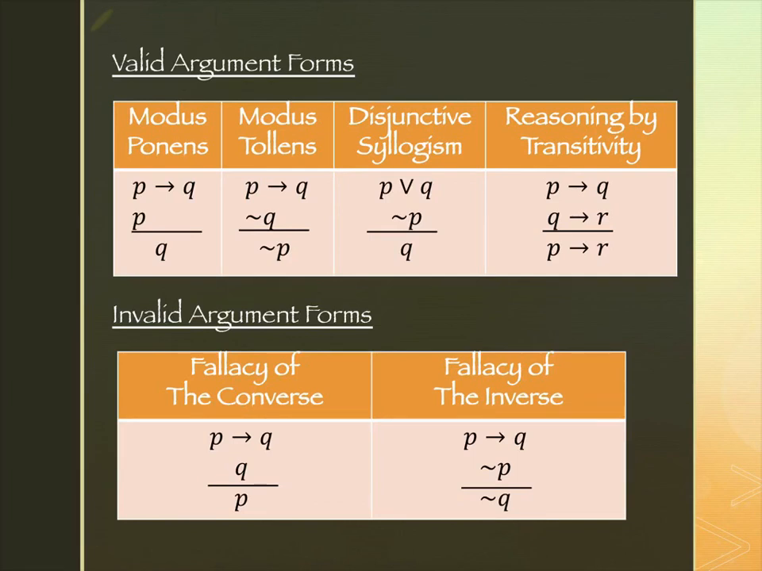There are 2 invalid argument forms, also called fallacies. P implies Q, and Q, therefore P. That's fallacy of the converse. This is something like, if it is snowing, then we don't have school. And then Q says, we don't have school. It would not be appropriate to then assume that it is snowing, because it might just be Saturday. Right? And the same thing happens in the fallacy of the inverse. P implies Q, and tilde P happens. That does not necessarily mean that tilde Q will then follow.